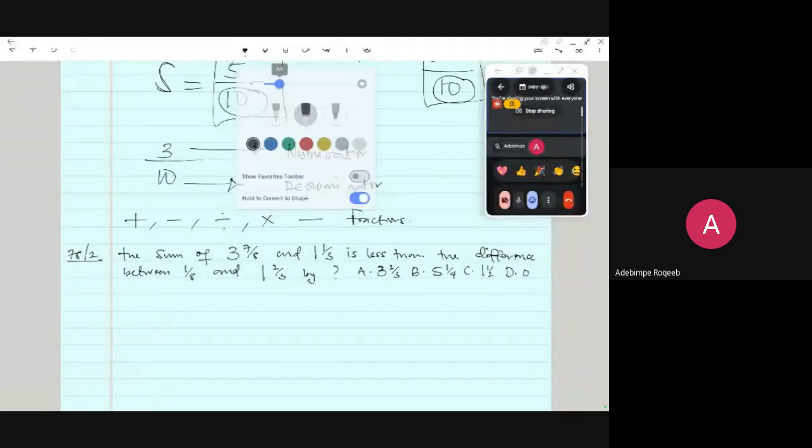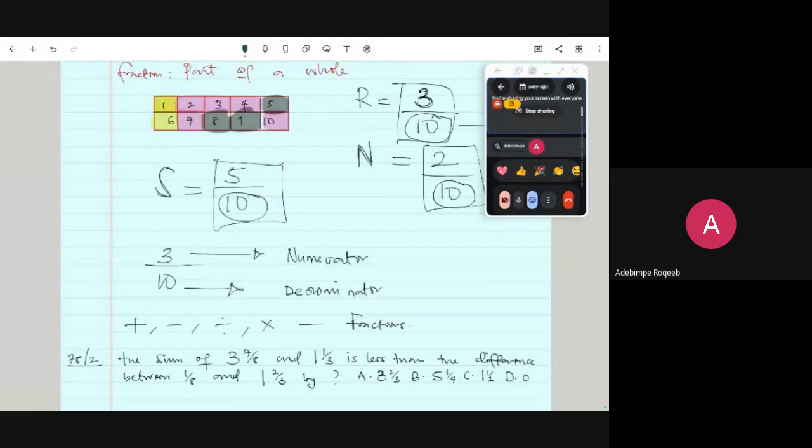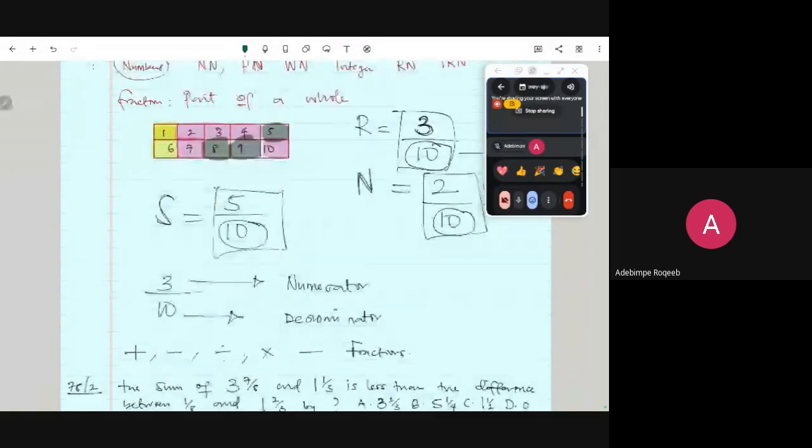Before I quickly talk about this fraction, there's something I forgot to say, so I'll just quickly come back here and talk about it. Now, we have 3 types of fraction. Number 1, we have proper fraction.